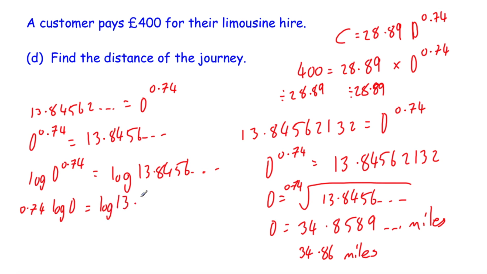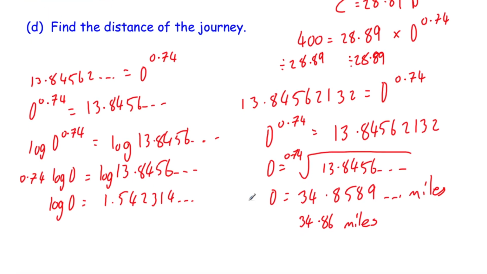We could bring down the power, so we get 0.74 log d is equal to log of 13.8456 and so on. At this point we could divide by 0.74, so we get log d is equal to log 13.8456 and so on divided by 0.74, which is equal to 1.542314 and so on. And then at this point, we've got log to base 10 of d is equal to 1.5423 and so on. I'm just going to put the 10 there.